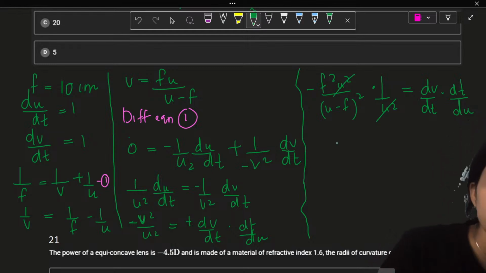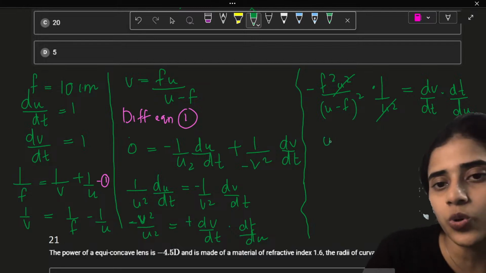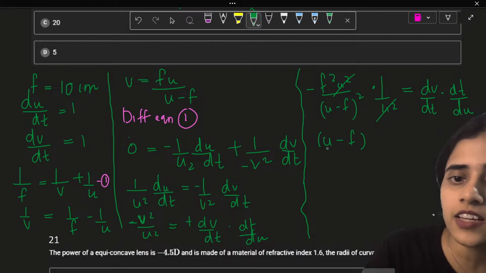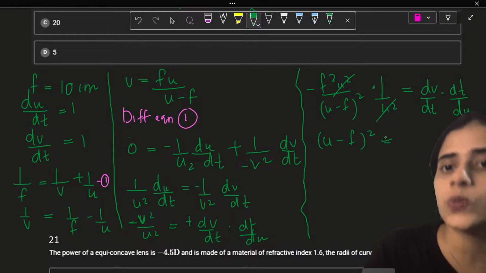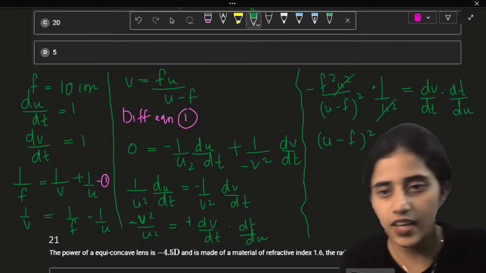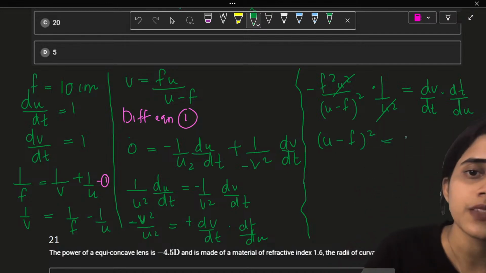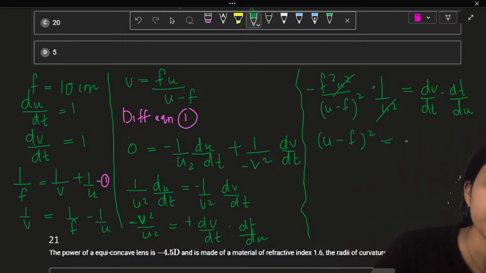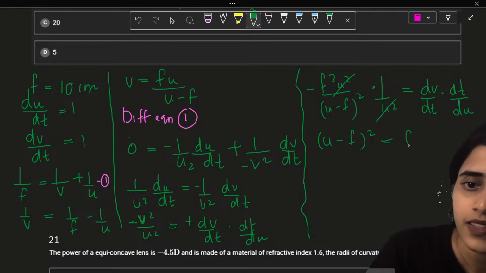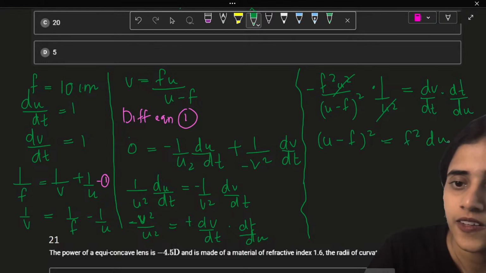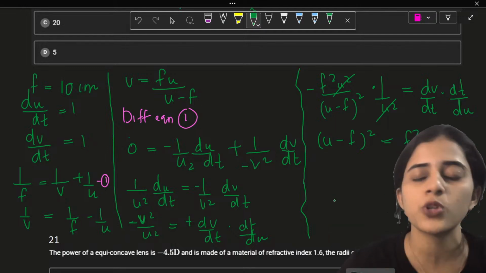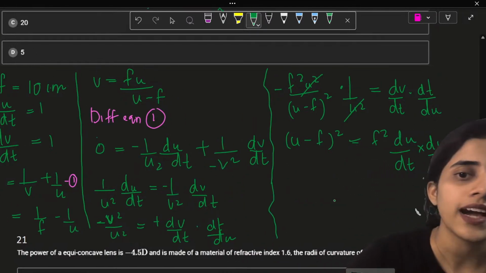So, what remains? I will take the reciprocal of the whole thing. So, u minus f the whole square is equal to this f, I'll take it to the other side. So, it becomes f square du by dt into dv by dt. You can see I've taken the reciprocal of the whole thing and taken f square to the other side.